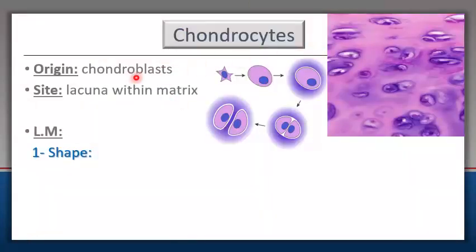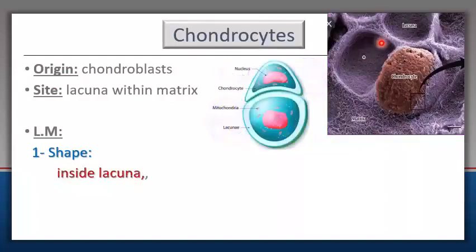Regarding chondrocytes, they are derived from chondroblasts. We said that undifferentiated mesenchymal cells will give chondroblasts. Chondroblasts are not present inside lacuna. Chondroblasts will divide and differentiate to give chondrocytes. These chondrocytes are present inside lacuna. The lacunae are present within the matrix of the cartilage. This is the lacuna. It is like a cavity or a space that houses the cell.